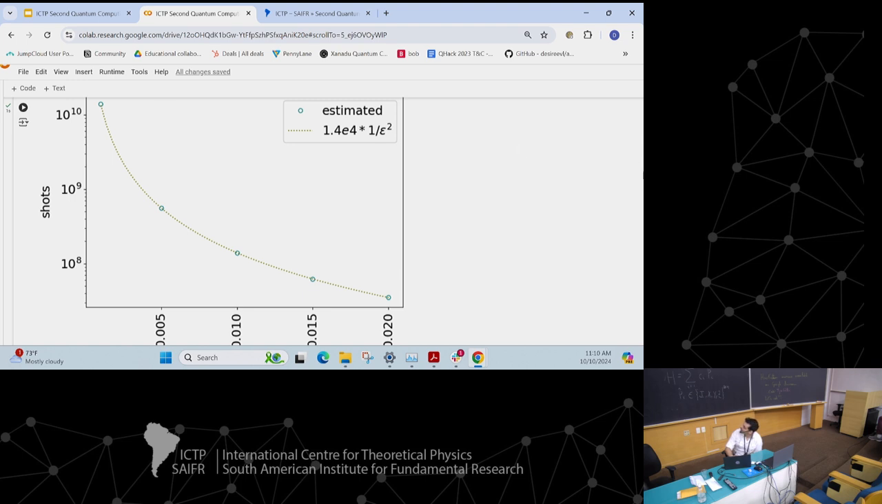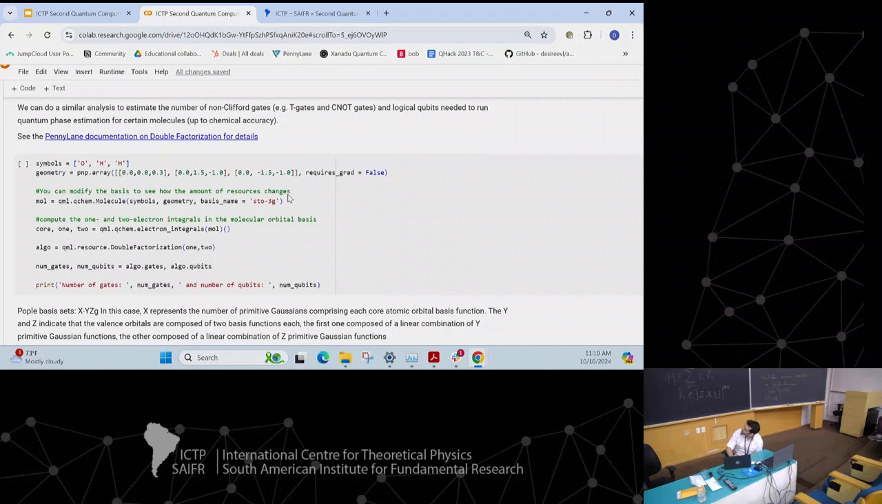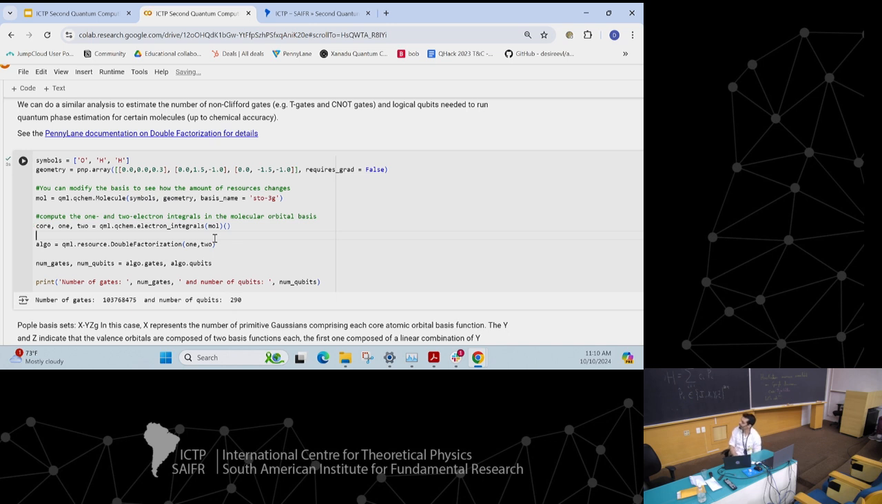You might be able to do it with just a few logical qubits and a few thousand gates. You can do a similar thing with quantum phase estimation. This one, I won't go into the details of how this is done. You need to compute certain electron integrals, run a double factorization algorithm. The details here aren't super important. What we're going to do here is estimate the number of non-Clifford gates that you need and the number of logical qubits to run quantum phase estimation for water.